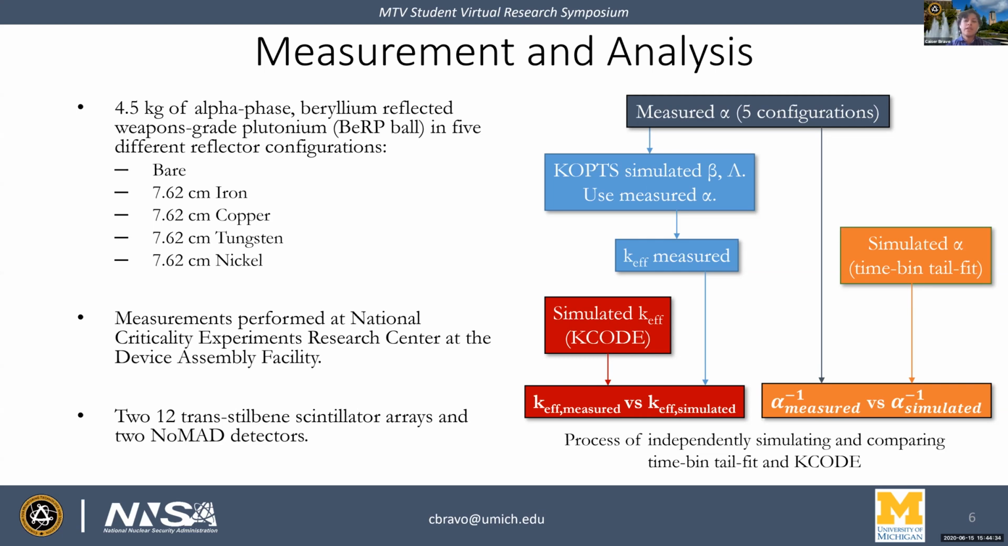Using these measurements, we then calculate the alpha, as we did before with Rossi alpha, and then we perform two different simulations. Using MCNP, we simulate the beta and the lambda, and that combined with the measured alpha, we then deduce the measured k-effective. We then compare this measured k-effective to the MCNP KCODE simulated k-effective to compare the k-effective between the measured and simulated assemblies.